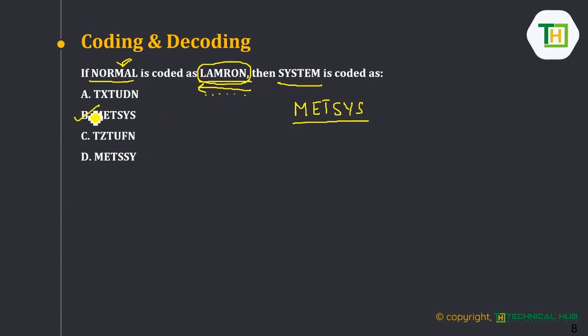But remember, when I have a coding decoding question like this, the first observation should be whether the number of letters in the word and in the code are equal or not. Next, identify whether all the letters present in the code are present in the given word or not. If so, then it's just a simple rearrangement of the letters in the given word. Identify which letter is placed in which place. That's it. But it is very simple here. They have just written NORMAL completely in the reverse order, LAMRON. The answer is METSYS.